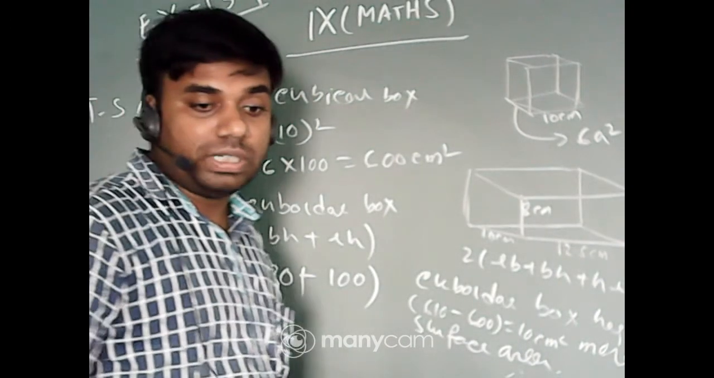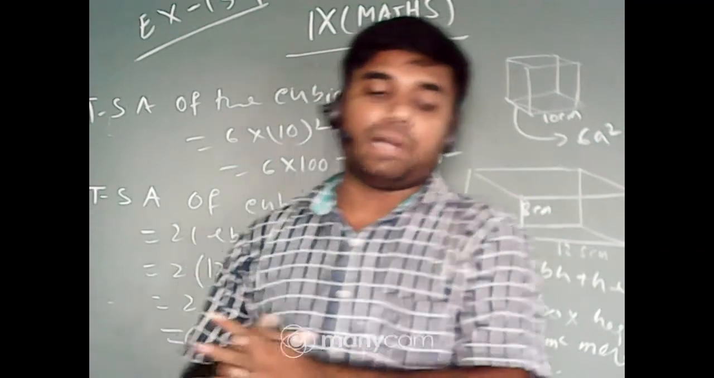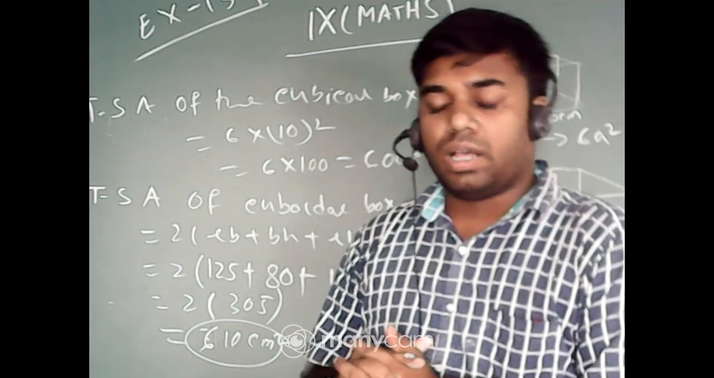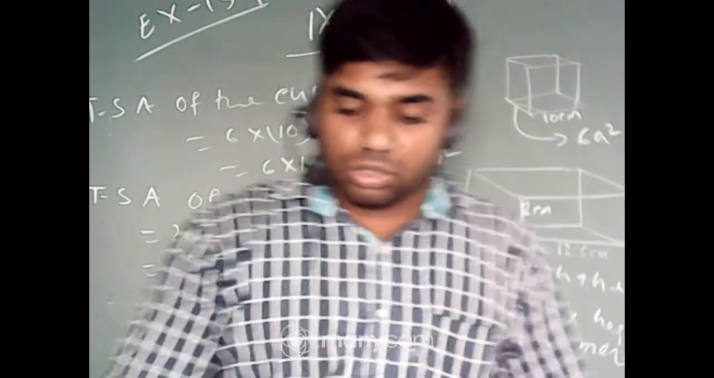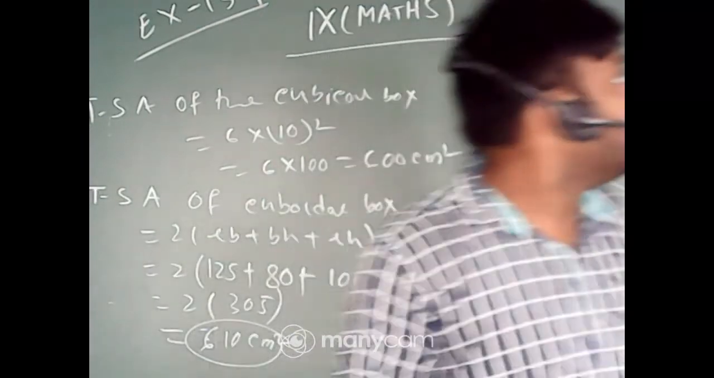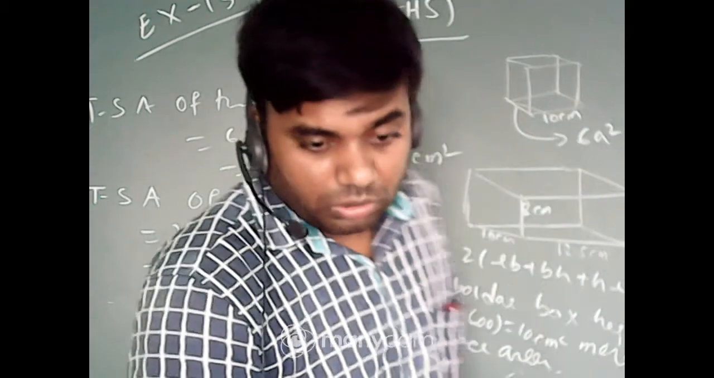In case of total surface area, the cuboidal box has more surface area than the cubical box by 10 centimeter square. Okay, students, so I have solved question number 5 only, as time is over.